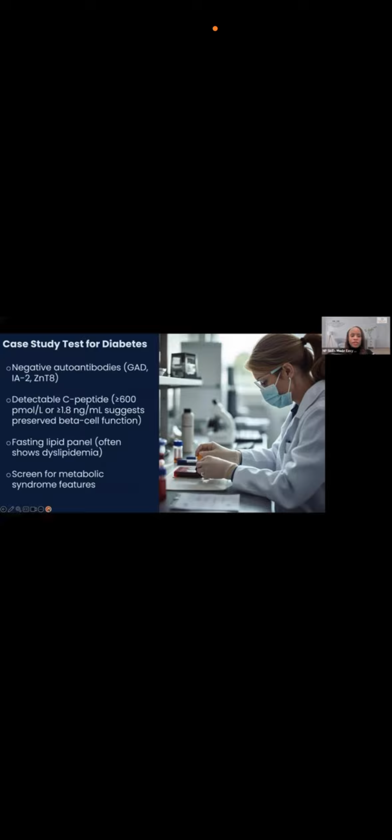So in this case, the results came back. You did order your typical A1C, and then you did order the antibody testing. GAD was negative, IA-2 was negative, the ZnT8 was negative, but C-peptide really detected that this patient's beta cells are still functioning, so preserved beta cell function, because the C-peptide came back at greater than 600. And then, of course, fasting lipid panel typically would show some dyslipidemia in your typical patients. And then, of course, you're screening for metabolic syndrome features.